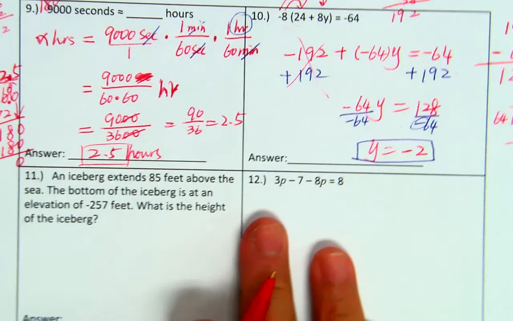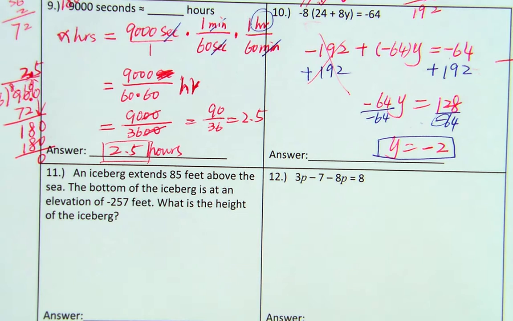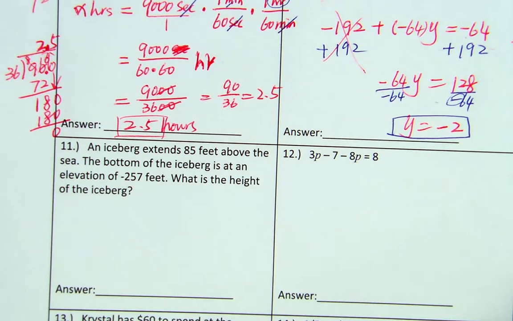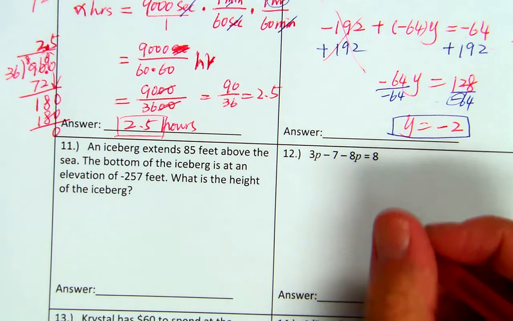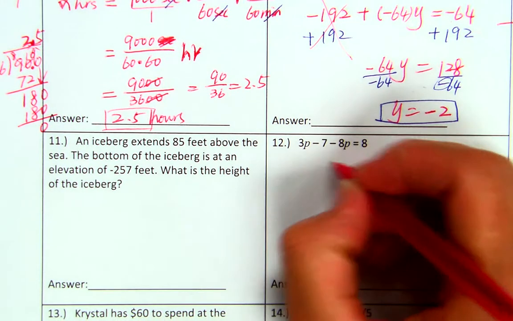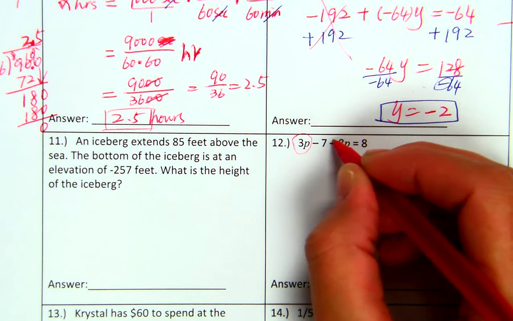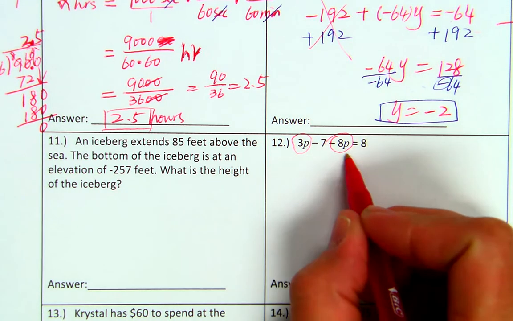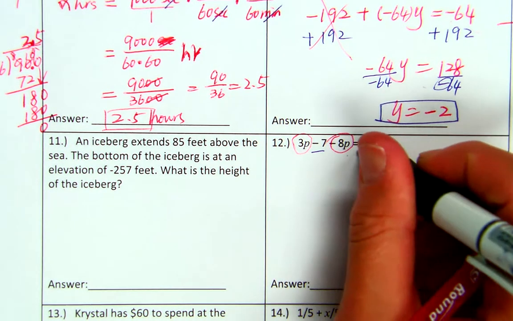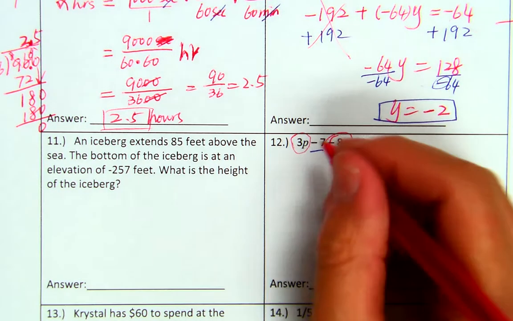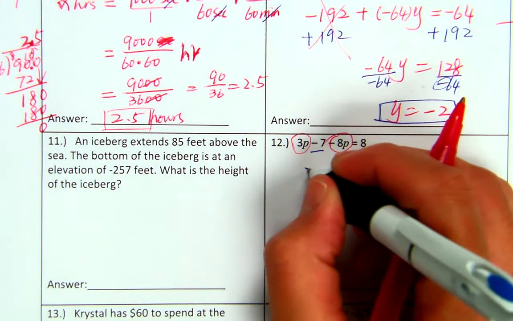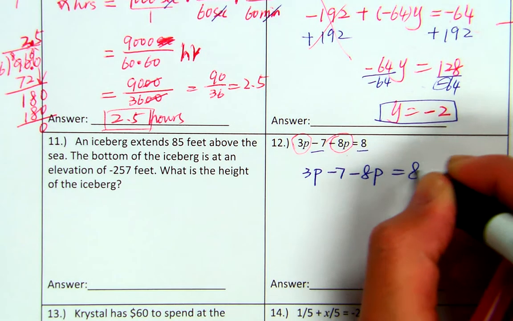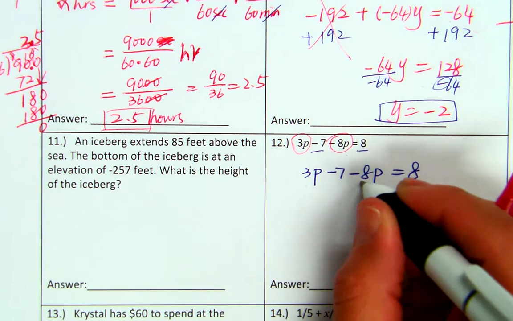Alright, let's go for 12, because it's probably easier without having to read the whole long question of 11. Let's do 12 first. You need to combine like terms, the variable with the variable, and negative 7 and 8 are the like terms. Let me just copy the question again. I move the number to the other side and I combine the variable.